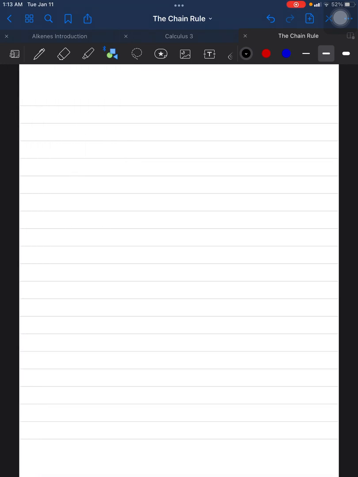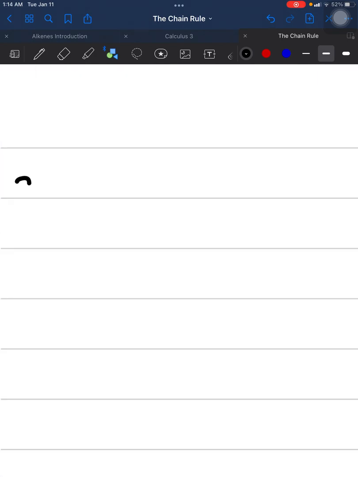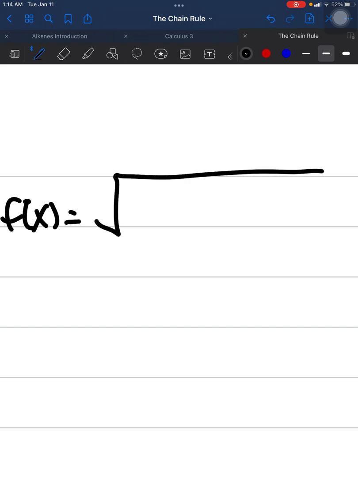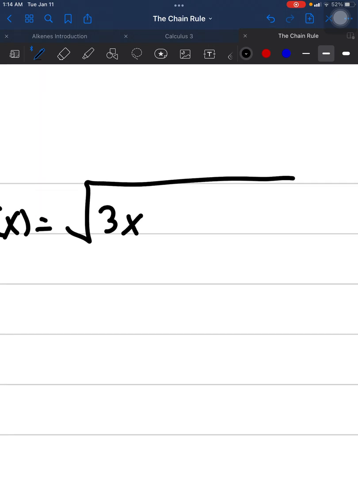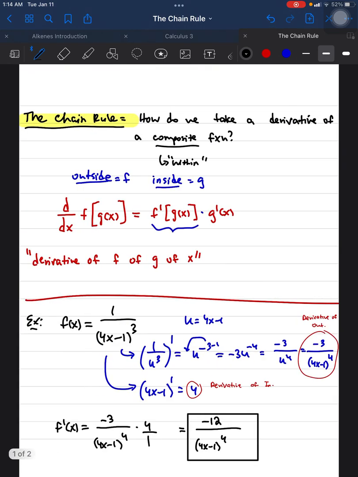So we can do another problem too. Let's do another problem. So question 2. Let's do f of x. Let's do a little bit of a problem that makes us think. So let's do a square root problem. So 3x squared minus 7x plus 1.